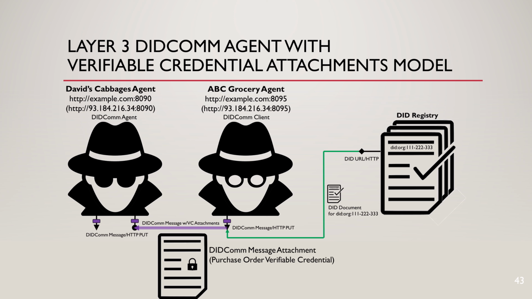We'll have to do the DID registry lookup exactly the same. It's not changed. It's not affected by this scenario. So that's what was introduced in the layer 1 model. It doesn't change in layer 2. And we're just highlighting the verifiable credential attachment here.